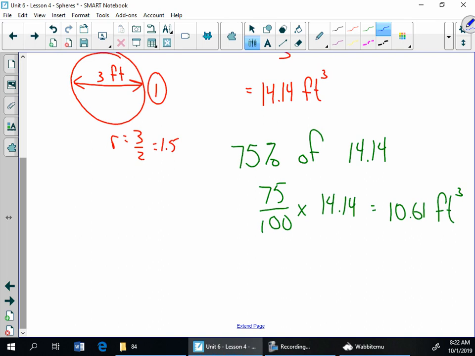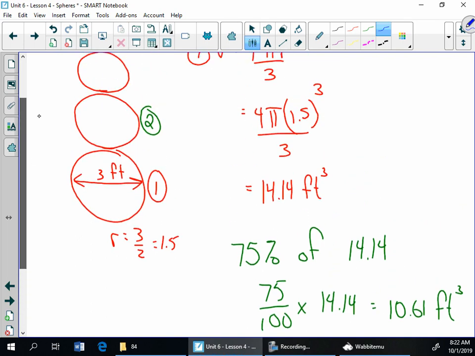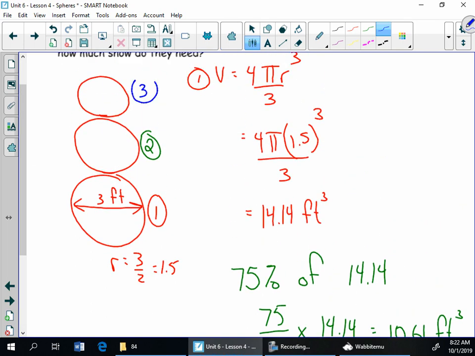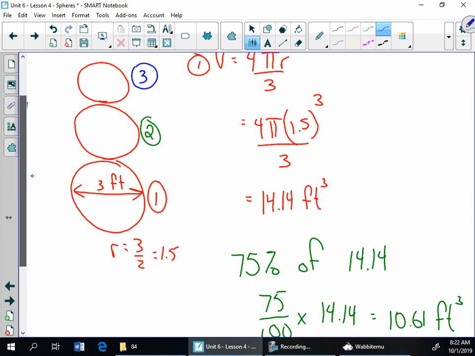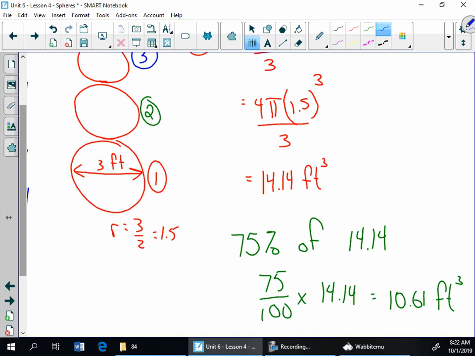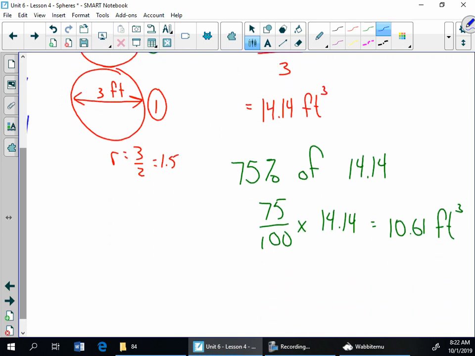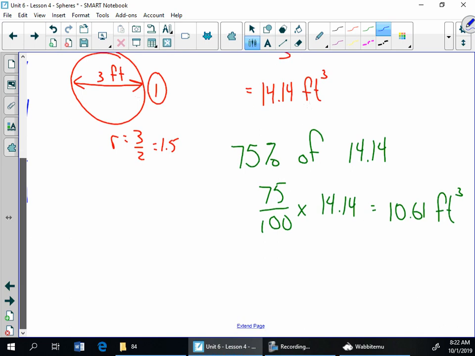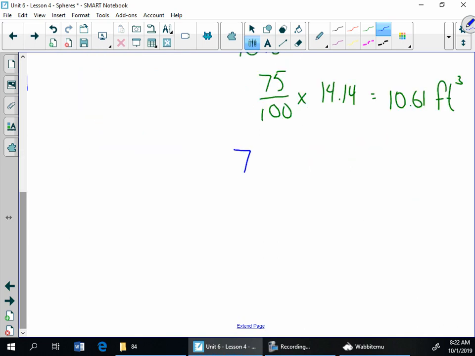Here's ball number 2. How do we do ball number 3? Well, again, we know it's 75% of the previous one. So if this previous one was 10.61, we can find 75% of it by turning it into a fraction times the portion that we need, which gives us 7.96 cubic feet. Okay, what was the question?